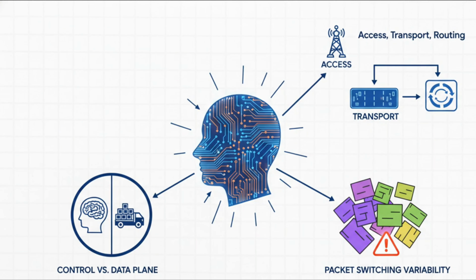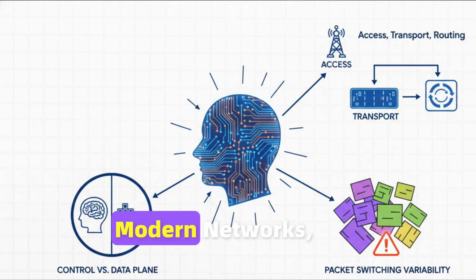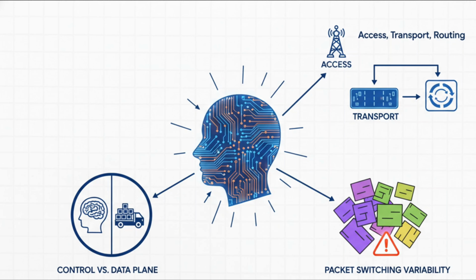So let's wrap it up. What are the key things to remember? Every network uses access, transport, and routing to move data. Modern networks, because they use packet switching, have unique quality challenges like jitter and packet loss. The control plane is the brain that sets things up. The data plane is the body that carries the traffic. And knowing all this makes your testing and your bug reports just 10 times better.